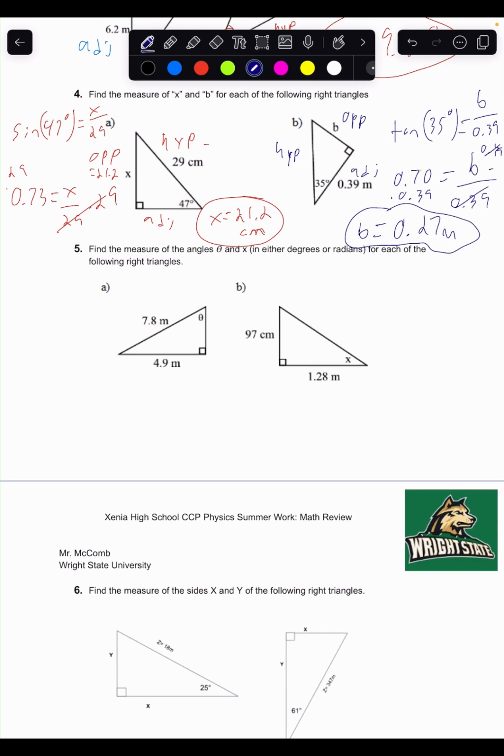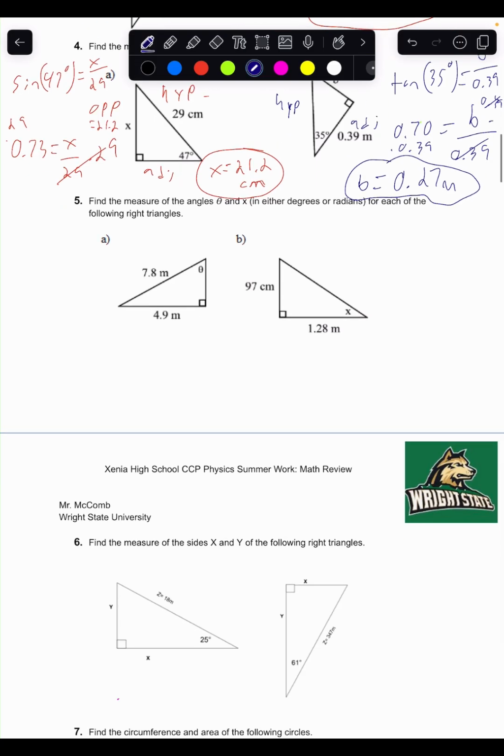Find the measure of the angles theta and x in either degrees or radians for each of the following right triangles. Okay, similar to what we did a minute ago.